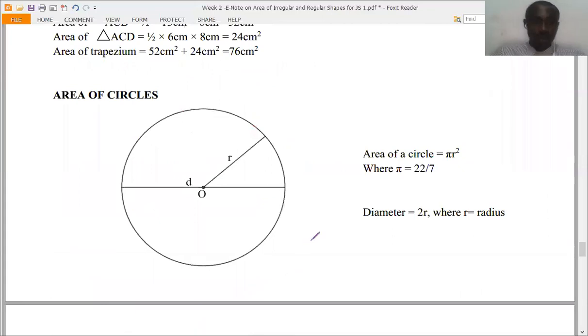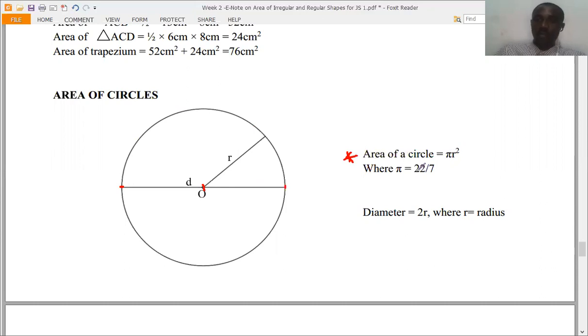Next, before we end the lesson, we're looking at the area of circles. So here is the circle, with radius r, diameter D, and center O. A diameter, of course, you know, is a straight line that runs from one point on the circumference of the circle to another point on the other side, passing through the center of the circle. It is a special chord, while the radius is half of the diameter. So the formula to calculate the area of a circle is pi r squared.